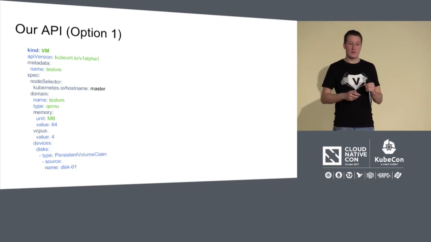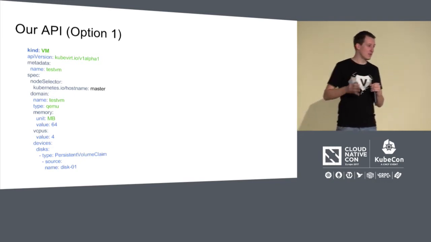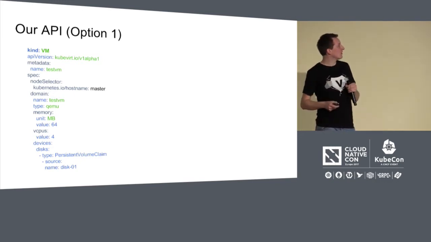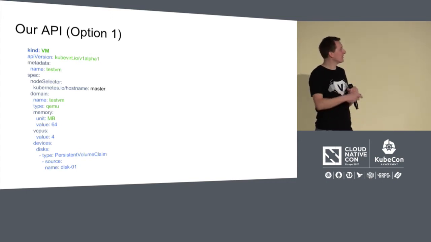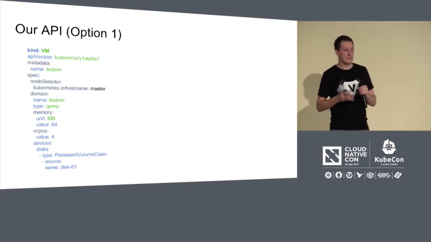So to start with the API, I said we created our own API. And what we currently have is similar to what you see on the slide. It's a regular Kubernetes object, so it's implemented using TPRs, and the header looks like a pod specification, but then you get into the details in the domain. There you get all the glory and small details you need for a VM.